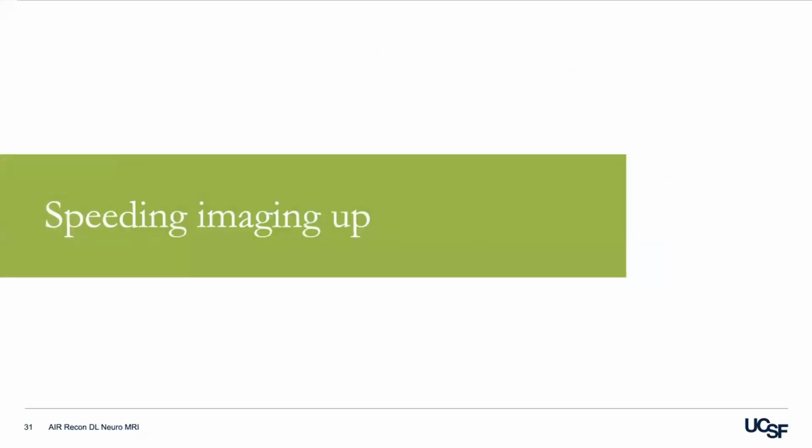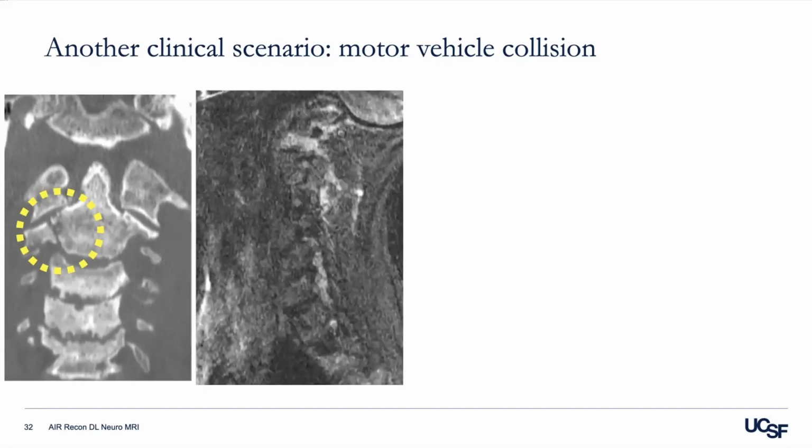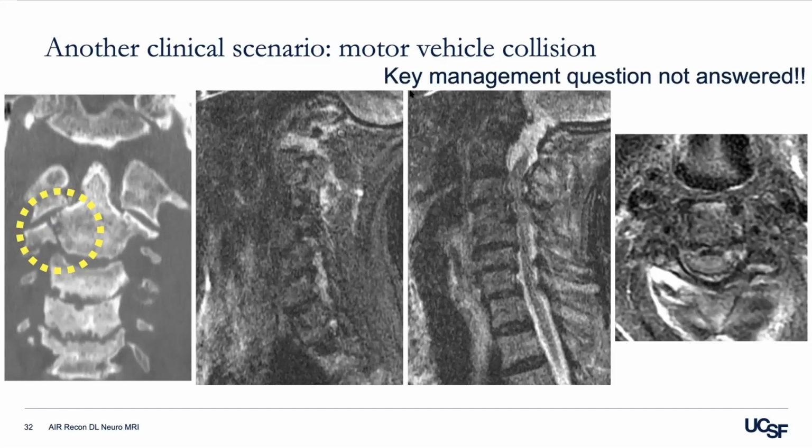So how can we put this together and use this tool to speed imaging up and actually add another facet of value to the MR examination? So I'll close with this final clinical scenario. It's a patient who is in a motor vehicle collision. As you can see, there's a fracture of C2. And the question next is, we should get an MRI to evaluate the soft tissues for any injury. And this is the MRI you get back. Low signal to noise and motion degraded. And unfortunately, we're often in a position where a key management question isn't answered.